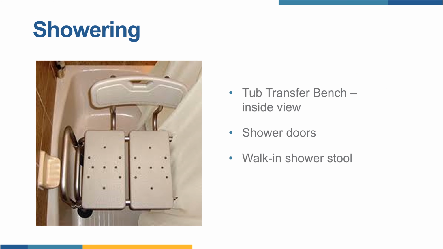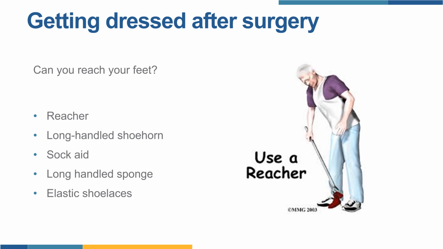A tub transfer bench will allow you to sit down outside of the tub. Bring your legs into the tub and then close the shower curtain and have your shower sitting down. If you have shower doors, they will need to be removed and replaced with a temporary curtain while you are using the bath bench. If you have a walk-in shower, you can get an adjustable shower stool with non-slip feet.